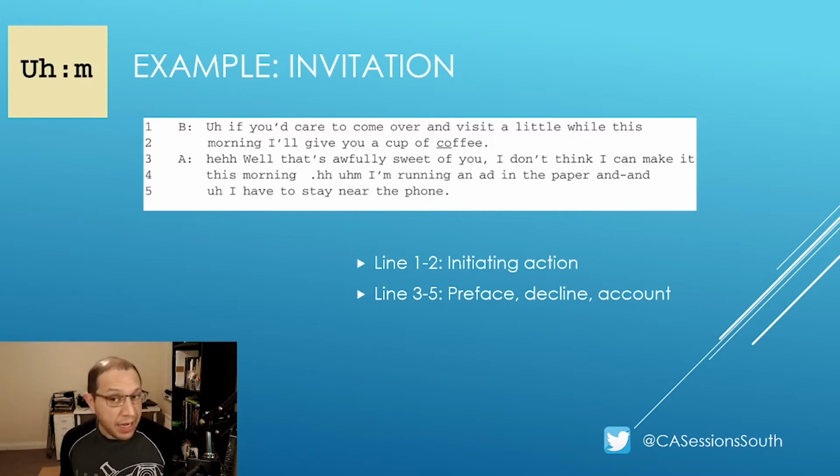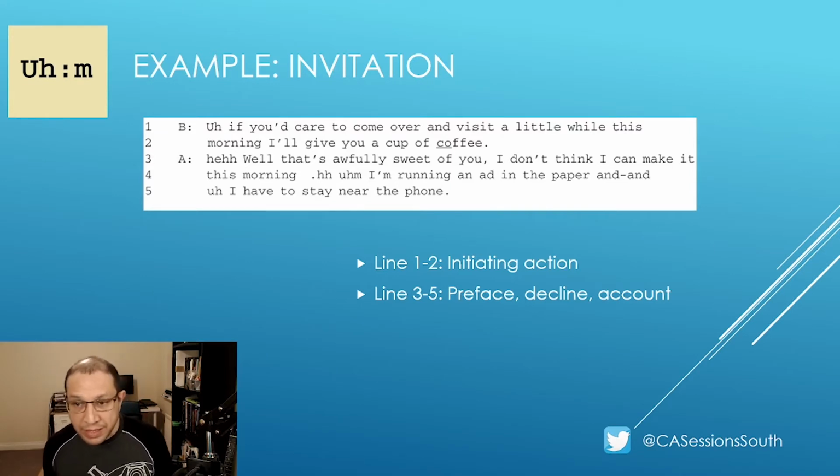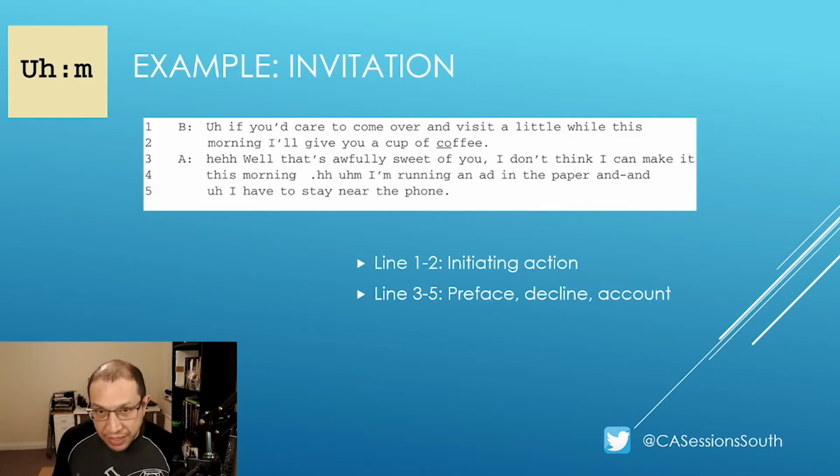B is inviting A over for a cup of coffee over lines 1 and 2. The response across lines 3 to 5 has some notable features. It opens with a preface that begins with "well." Now, well-prefaced turns have been described as projecting a turn that is not in alignment with the prior, or at least has some kind of complicated relationship with it. In this case, the preface leads to what could be described as a weak refusal. "I don't think I can make it this morning." Following this, A offers an explanatory account for declining the invitation.